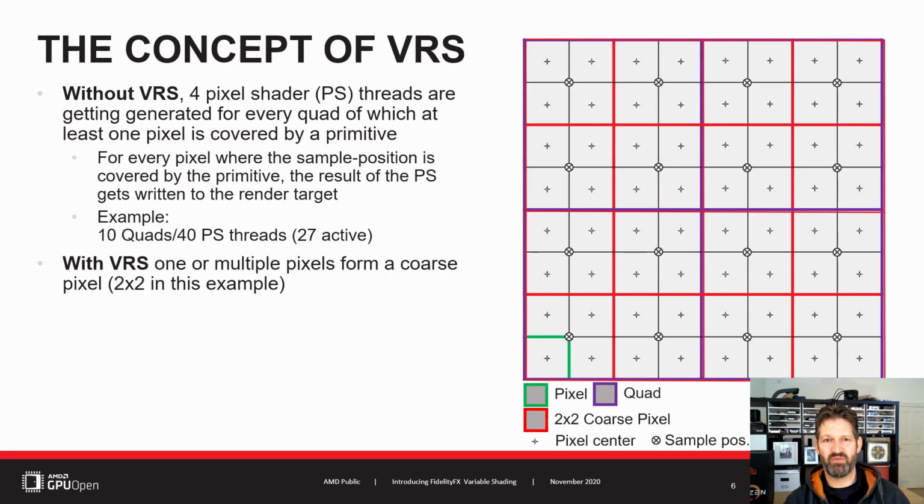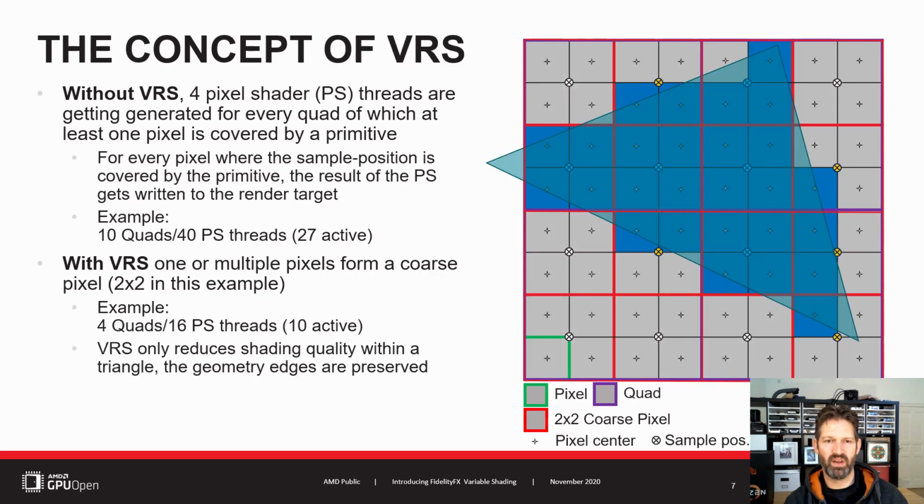With VRS enabled, and for the purpose of this example we'll assume a 2x2 shading rate, each block of 2x2 pixels forms a coarse pixel, again having the sample location at the center of the coarse pixel. Since shading will happen at 2x2 pixel blocks, a quad is now 4x4 pixels in size. Only one pixel shader thread will get launched per coarse pixel, and the result will get written out to all pixels covered by the primitive. If you think of the coarse pixels as pixels and the actual pixels as fragments, the setup is similar to a 4x MSAA setup, except that here the grid is regular, not rotated. When we render the same triangle again, we see that the triangle covers pixels from all 4 quads.